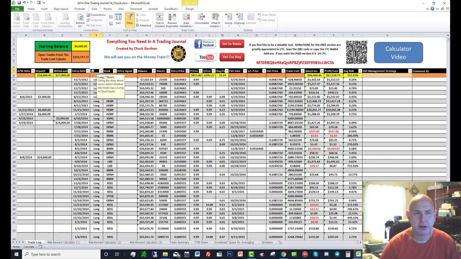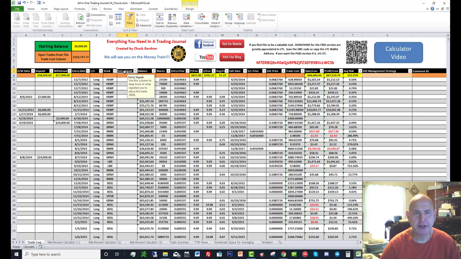This is your long or short trade column. Using the drop down arrow, select whether this trade was a long or short trade. This is your stock symbol column. Place the stock symbol for the stock you are trading here. Now I like capital letters, but you can leave them in lowercase if you want.